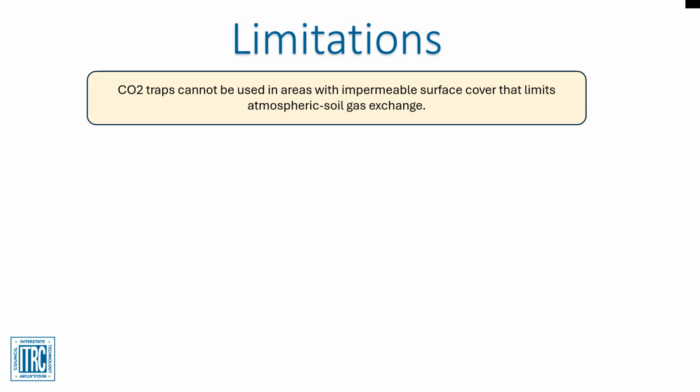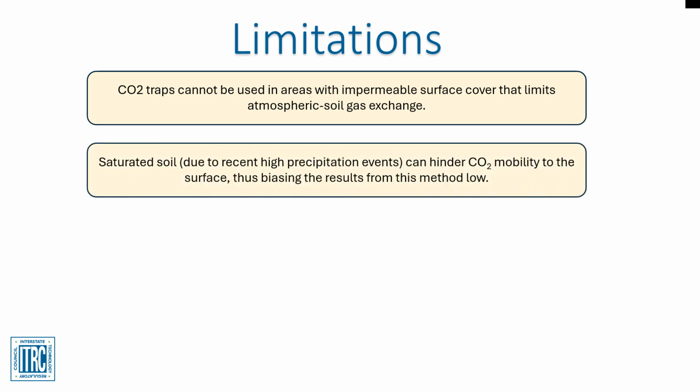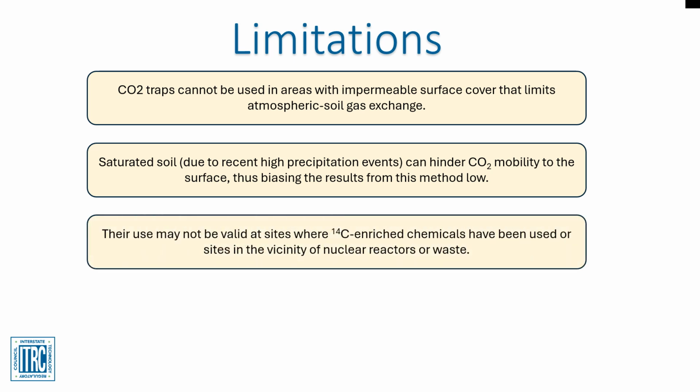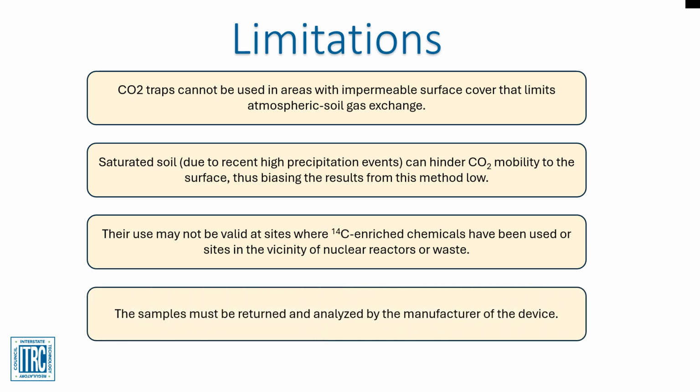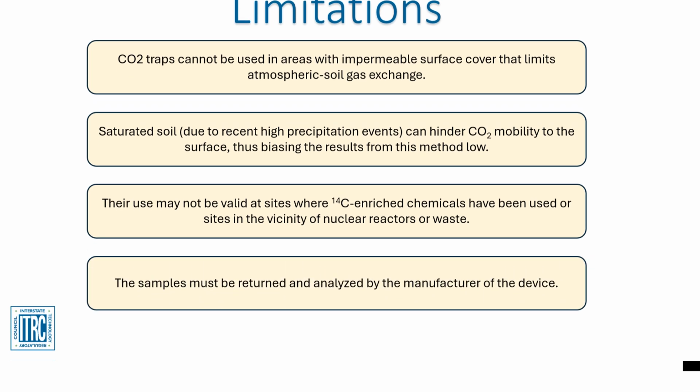Some of the limitations include: CO2 traps cannot be used in areas with impermeable surface cover that limits atmospheric soil gas exchange, for example, asphalt, concrete, or geomembrane liners. Saturated soil can hinder CO2 mobility to the surface, thus biasing the results low. Their use may not be valid at sites where carbon-14 chemicals have been used or near sites in the vicinity of nuclear reactors or waste. Samplers must be returned to the manufacturer for laboratory analysis.